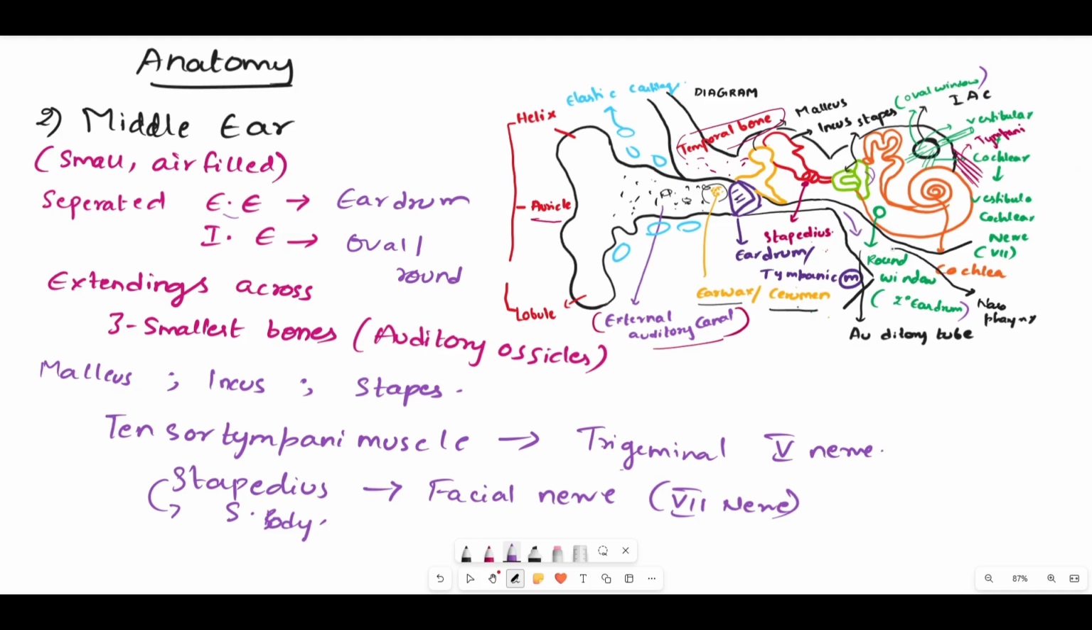And here there is this tube. I said that it is called the auditory tube. This auditory tube is also called the eustachian tube. It mainly connects the middle ear to the nasopharynx. This portion is generally closed, but it only opens in some conditions like yawning and swallowing. So that is about the middle ear.